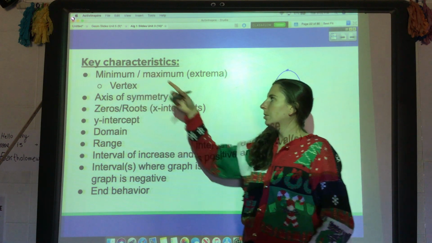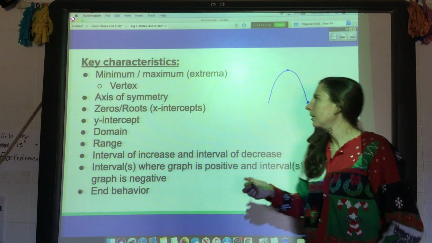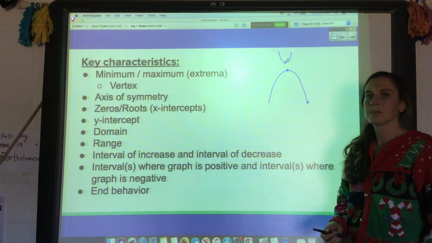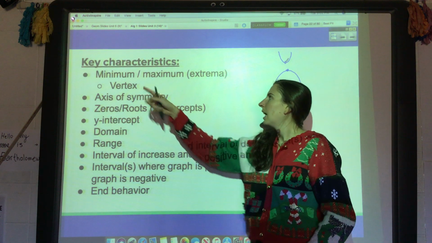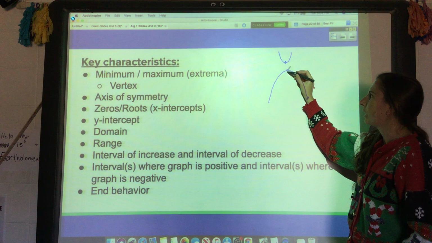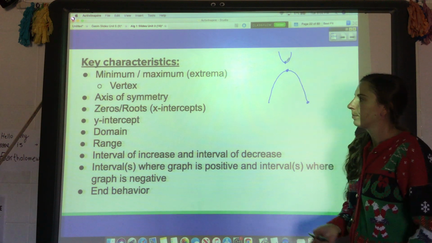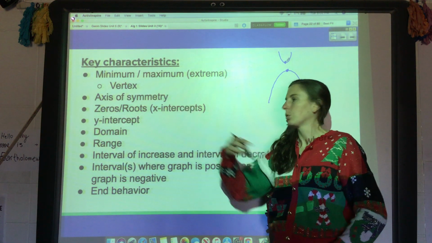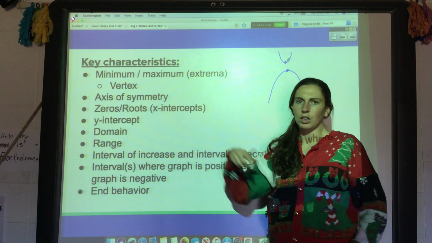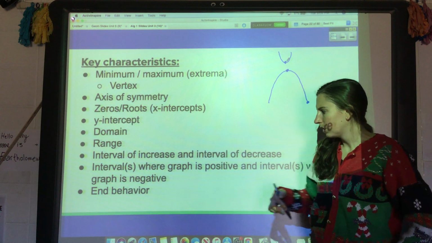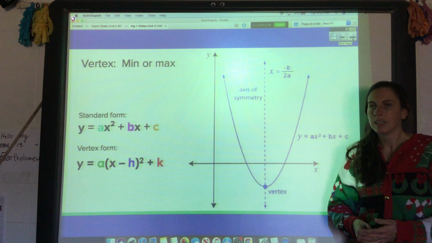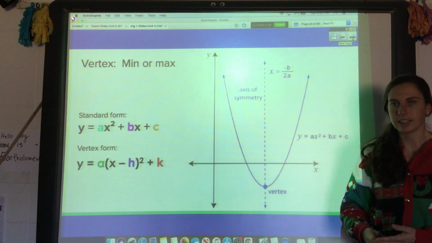The minimum and maximum, it's going to be an either or. It's either got a minimum like this or a maximum like this. And that's the vertex. And sometimes we call those extrema. It just means like the extreme points, either the tallest or the lowest. And then axis of symmetry, which we'll get to in a second. The rest you've definitely seen. These are new in this unit as well, but the rest you've kind of seen before. So we'll go through each one, just kind of looking at some graphs and identifying these characteristics.